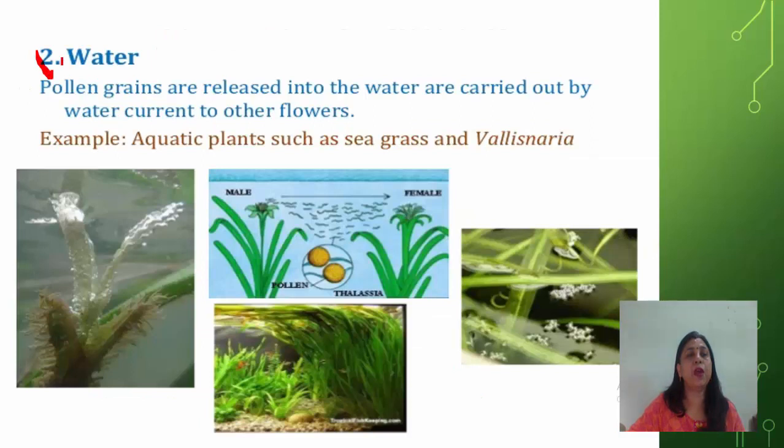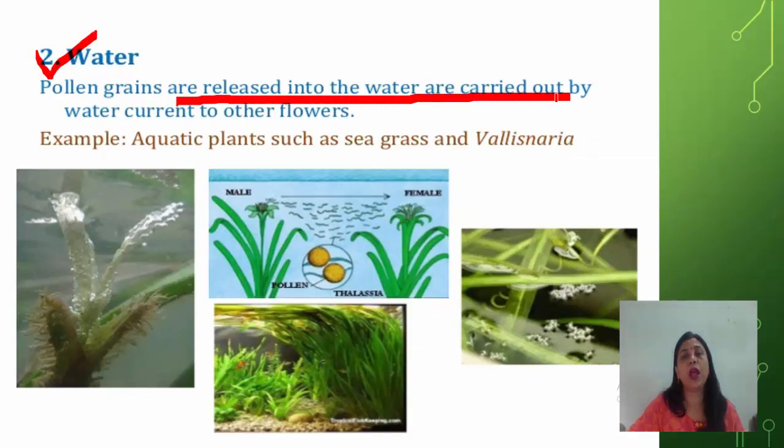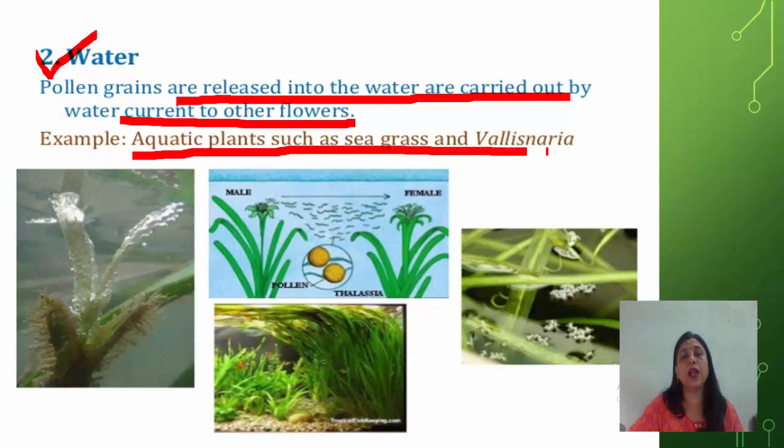Next is pollination by water. The pollen grains are released into water and they are carried by the water currents to other flowers. Obviously, this pollination by water happens in most of the aquatic plants such as seagrass and Vallisneria. Clear?